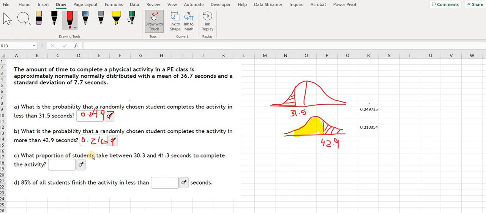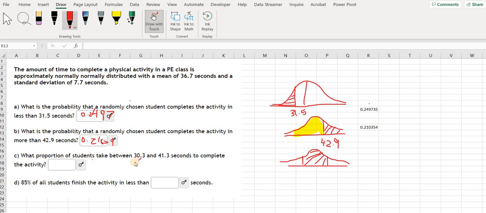What is the proportion of students that take between 30.3 and 41.3 seconds to complete the activity? So this is the area in between. The proportion is the same as the probability, which is the same as the area under the curve. 30.3 is below the mean, so that is the first number, and 41.3 is above the mean. Because it's hard for me to write, I'm going to highlight between those two numbers. So I need to find this area in between 30.3 and 41.3.